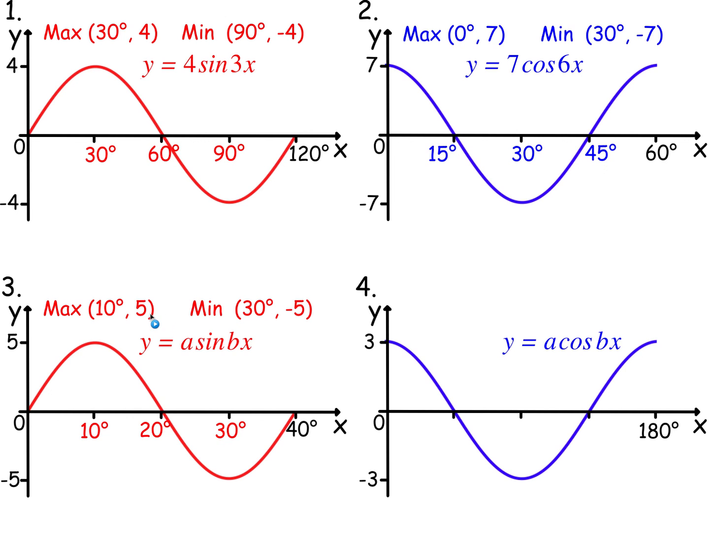The y coordinates were multiplied by 5, that's A, and the period normally is 360 degrees. Divide it by 9 and you get 40 degrees. So B is 9. There's the equation.